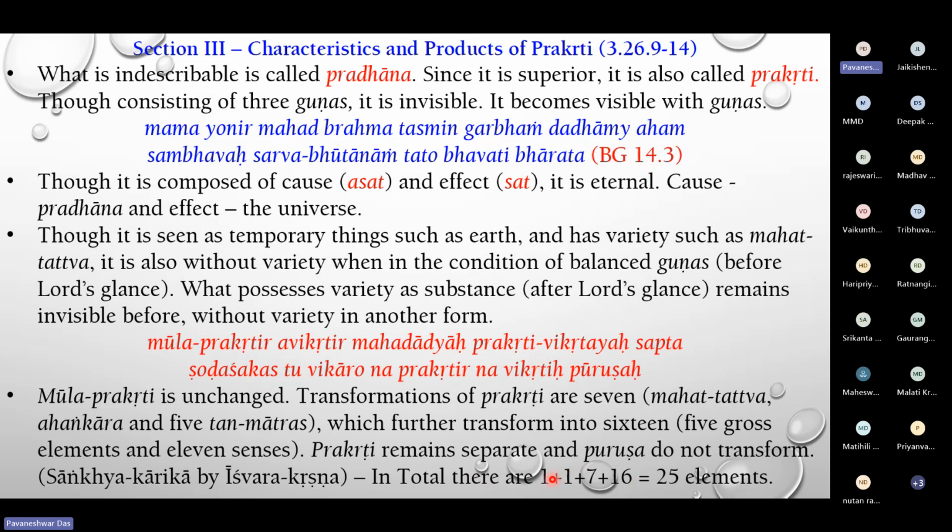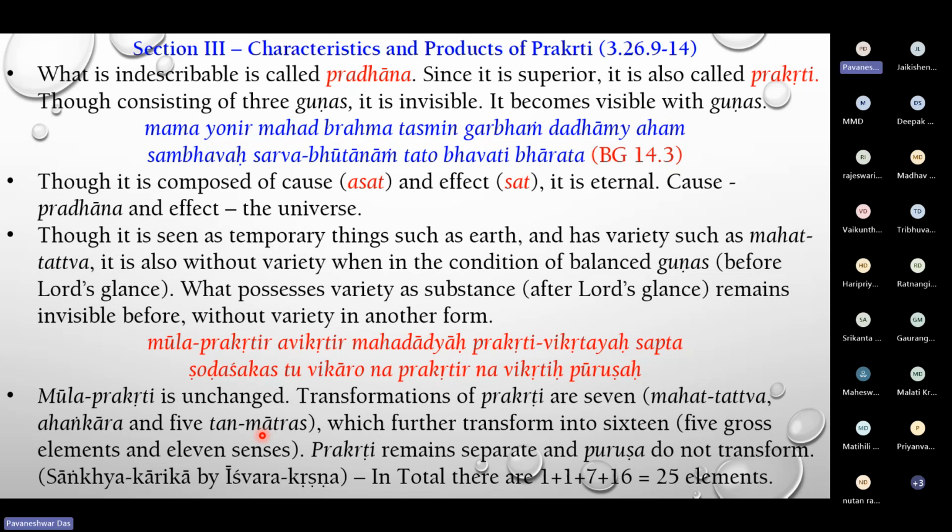So the Supreme Lord is there. Prakriti is there. The transformations of Prakriti are 7, which further transform into 16. What are the 16? 5 gross elements and 11 senses: 5 karmendriyas, 5 jnanendriyas and mind. So Sankhya Karika deals with 25 elements and Bhagavata Sankhya deals with 28 elements.